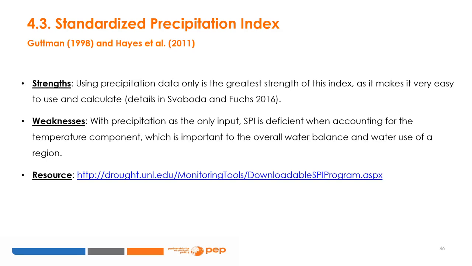Let's review the strengths of the standardized precipitation index. Its greatest strength is that it only uses precipitation data, which makes it very easy to use and calculate. This is also one of its weaknesses, as with precipitation as the only input, SPI is deficient when accounting for temperature, which is important in the overall water balance and use of a region.